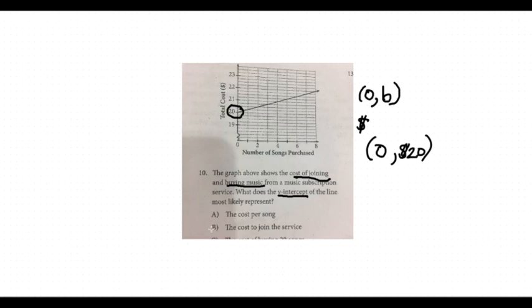So therefore, your answer choice would be B, the cost to join the service. Because at $20, if you were to go down to your x-axis, you did not purchase any songs. 0 number of songs purchased. So that tells you it has to be the cost of joining. You did not buy anything yet, but you paid $20 to join.